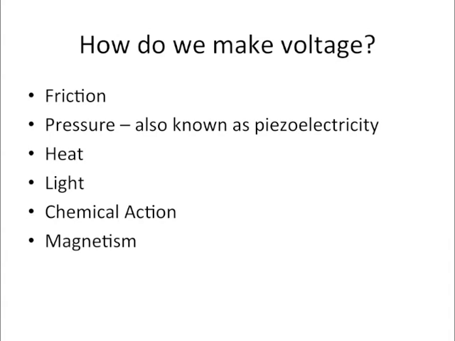You can also generate voltage with light, just like solar cells you've probably seen on top of a building somewhere. And then also with chemical action, which would be things like batteries. You could also actually use a potato to create a small amount of voltage. And then the biggest source of voltage that we use in our daily life is magnetism. Using magnetism, you can take mechanical energy and turn it into voltage, or you can take voltage and turn it into mechanical energy.